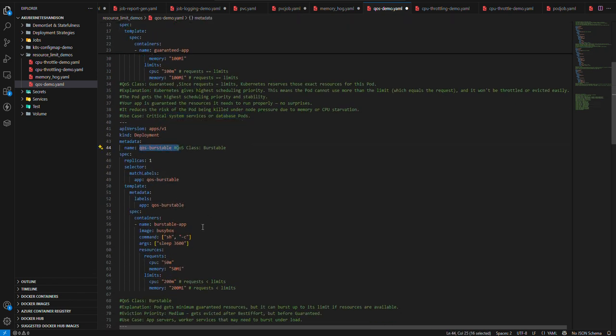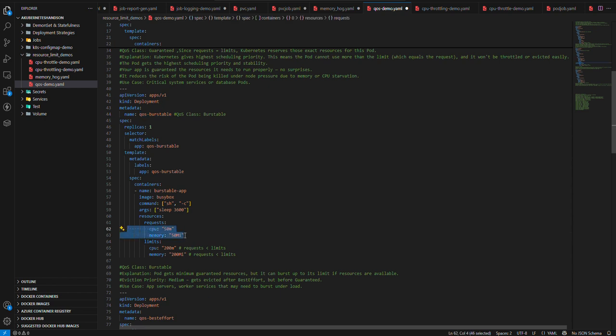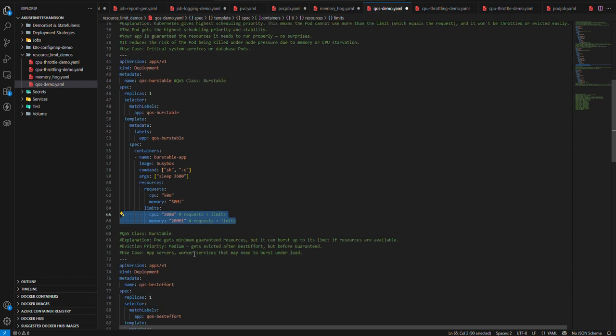What is QoS burstable? For burstable, if you see your memory, your request starting point will be less. Your starting memory request is 50 Mi, and your limit says 200. So you are saying, okay, start with 50, but you should not go beyond the limit I'm mentioning, that is 200 Mi, right? This is the medium priority, and it gets evicted after best effort, but before guaranteed. So guaranteed gets evicted last. Before that, burstable, and the first one to get evicted is best effort.